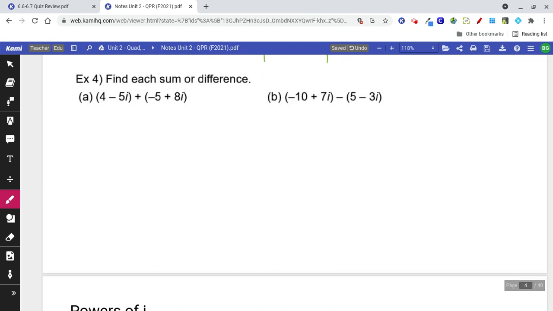Number 4, find each sum or difference. That's going to be pretty simple because we're just combining like terms. I've got the real number part, 4 plus negative 5 is negative 1. I've got the imaginary part, negative 5i plus 8i is plus 3i.